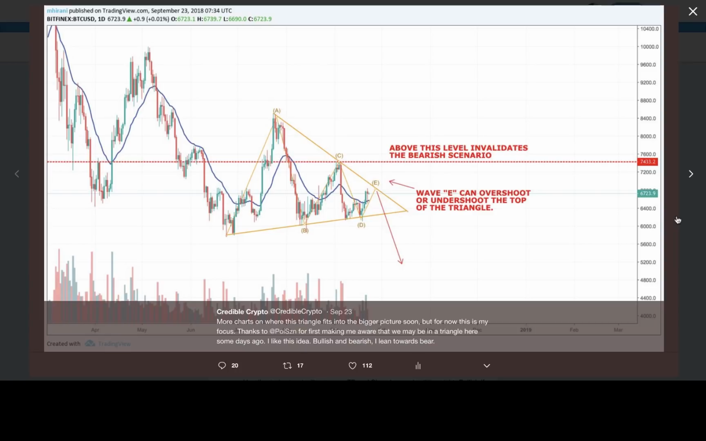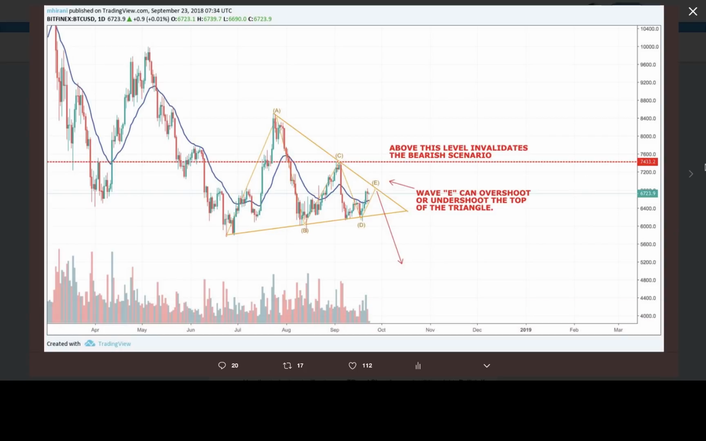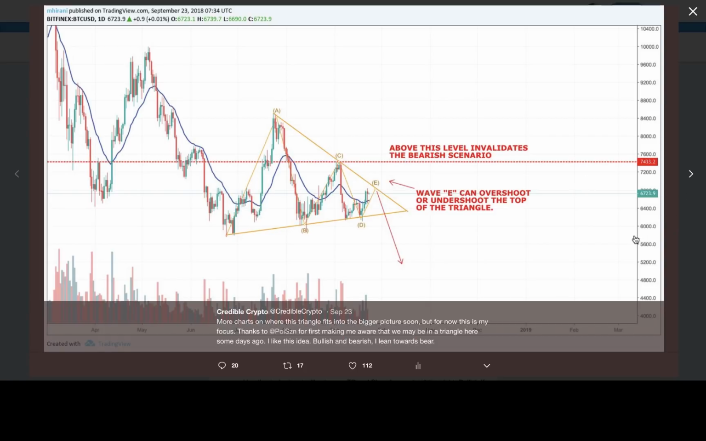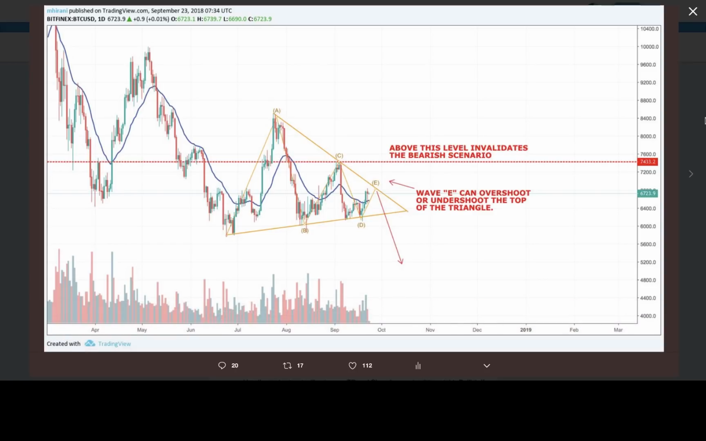All right, so to start off, I'm going to show you guys the bigger picture of what we were looking at, and then we're going to work our way down to the smaller time frames to show you how I took the trade that I made. So this is the bigger time frame, and this is off my Twitter. This is a post that I made on September 23rd, so about 2 weeks ago.